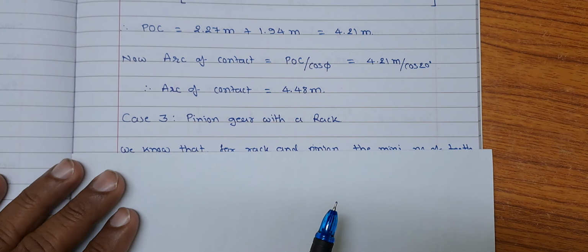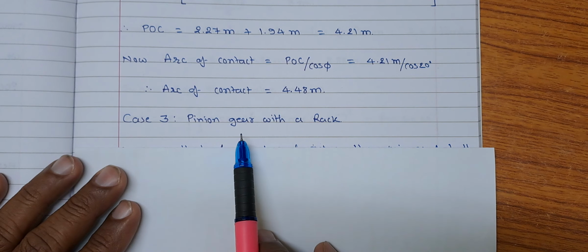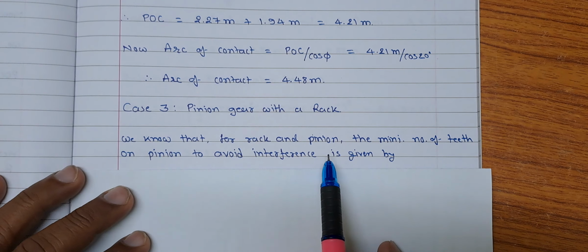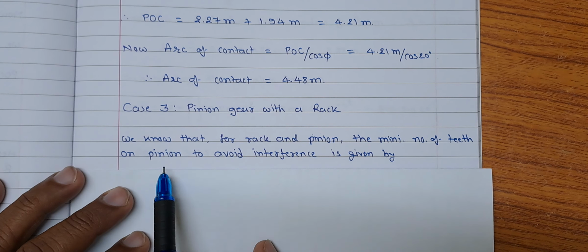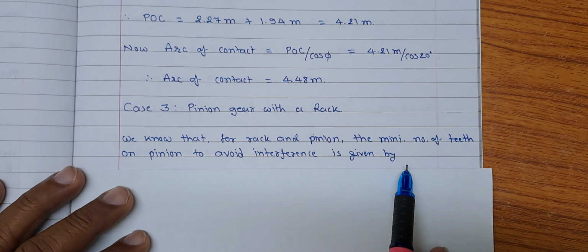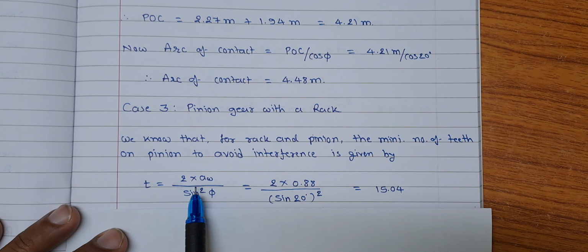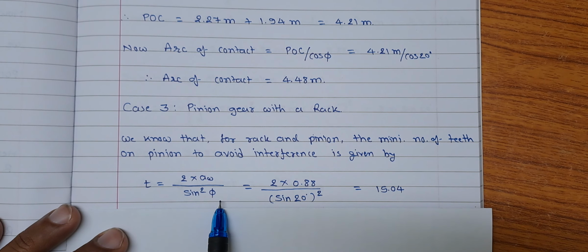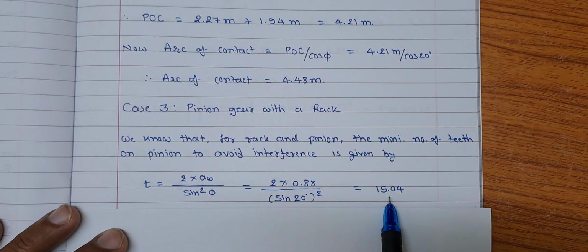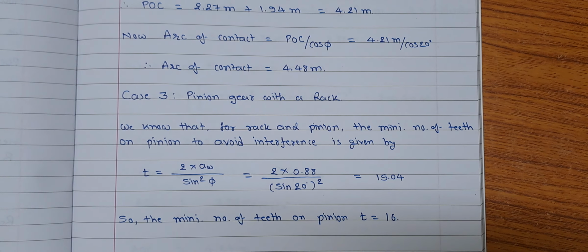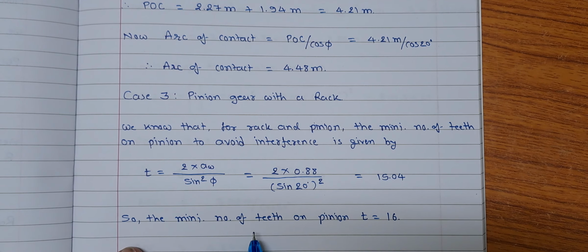Now, let us consider case 3 when pinion gears with a rack. We know that for the rack and pinion, the minimum number of teeth on pinion to avoid interference is given by this relation, that is T is equal to 2 into AW upon sine square phi. Substituting this value, we found T is equal to 15.04. So the number of teeth required on the pinion to avoid interference is T is equal to 16.